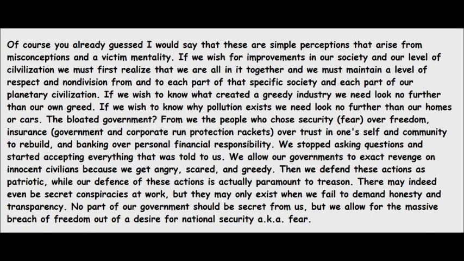We stopped asking questions and started accepting everything that was told to us. We allow our governments to exact revenge on innocent civilians because we get angry, scared, and greedy. Then we defend these actions as patriotic, while our defense of these actions is actually paramount to treason. There may indeed even be secret conspiracies at work, but they may only exist when we fail to demand honesty and transparency. No part of our government should be secret from us, but we allow for the massive breach of freedom out of a desire for national security, aka fear.